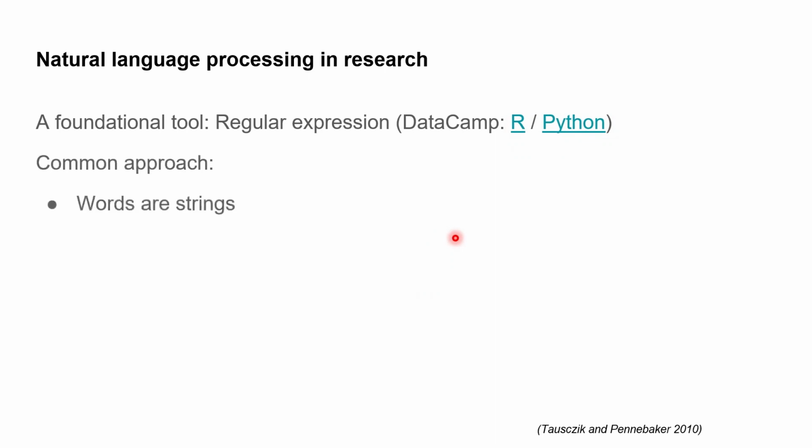Common approach: words are strings. If you read Jurafsky's book chapter, it talks about how we usually treat text in two ways. One is that we treat words as strings, where one is one and two is two, right? For example, "I love computational social science" is just text. They are forms, they are strings. The other is to treat them as carrying meanings.